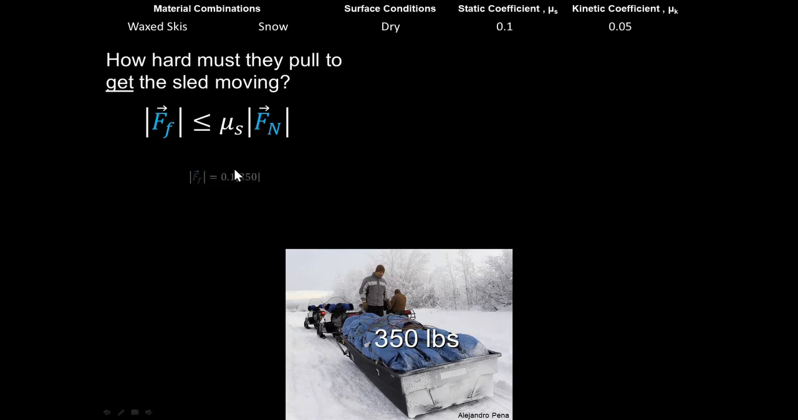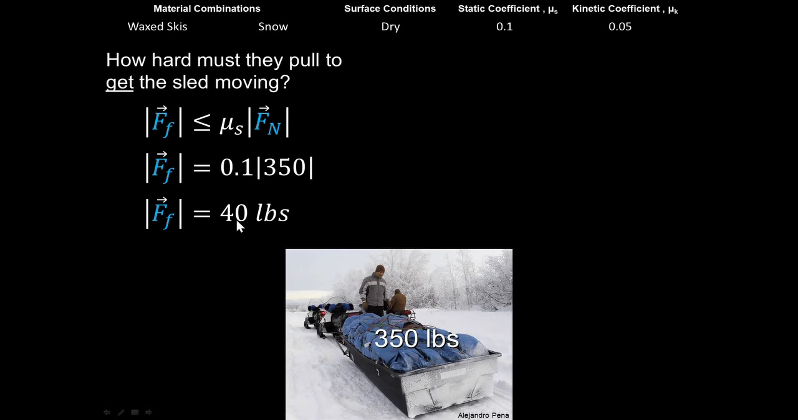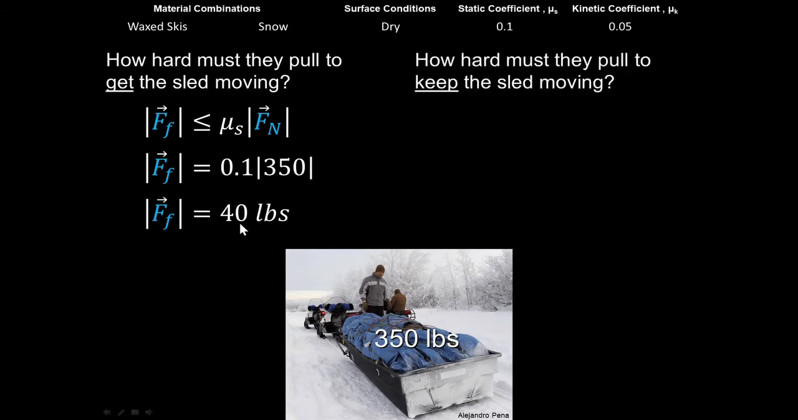That's when it's static. So this was the normal force. This was the coefficient of static friction. That times that is 35. But I rounded up to 40 because there's only one sig fig in that number. Our answer can only have one sig fig.